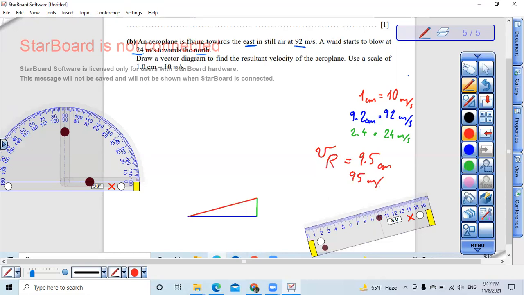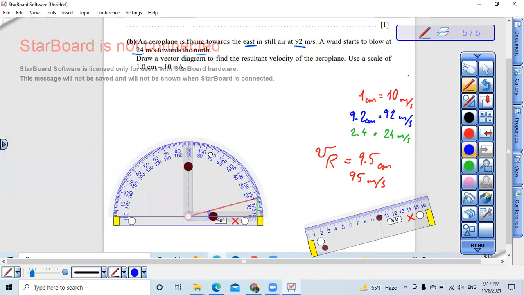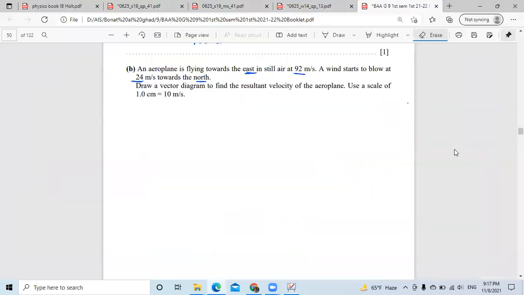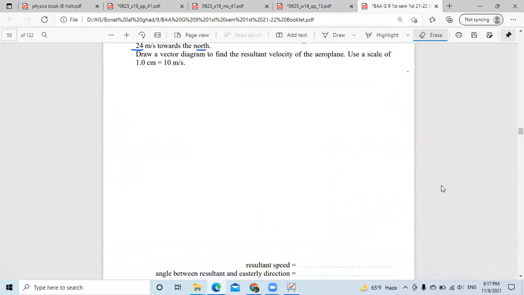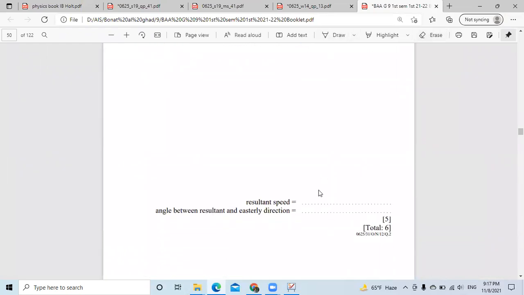95 meters per second. And let's measure the angle that they ask about to the eastern direction, this angle. And as you can see, this angle is 15 degrees. So the angle theta to the eastern direction is 15 degrees. This is for this question, which is easy. So the answer here, the resultant, will be 95 meters per second, and the direction is 15 degrees.